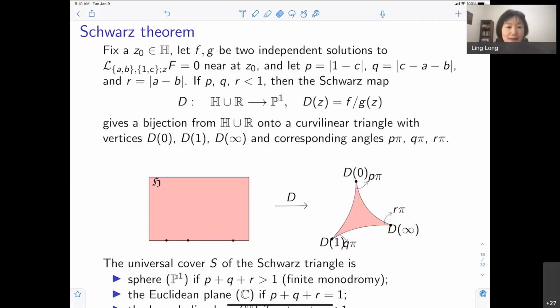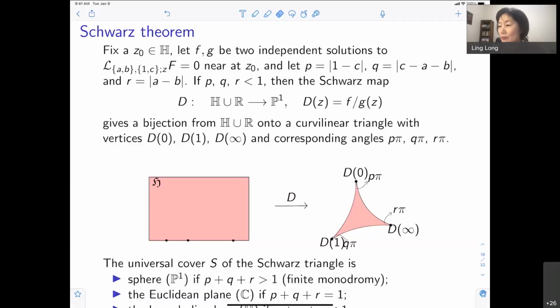The next result, which I think is very useful, is called the Schwarz theorem. It's actually useful if you want to get to modular forms. So what it says here is, start from the case here.